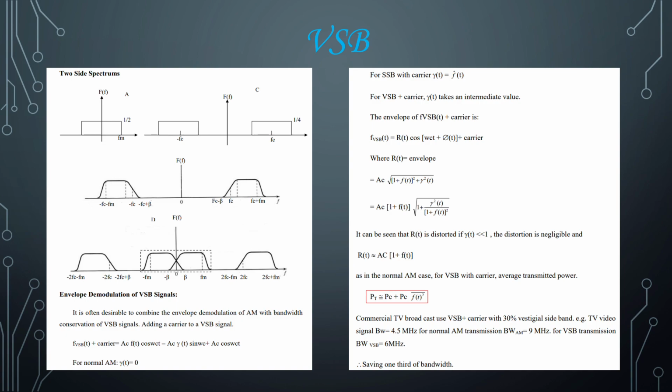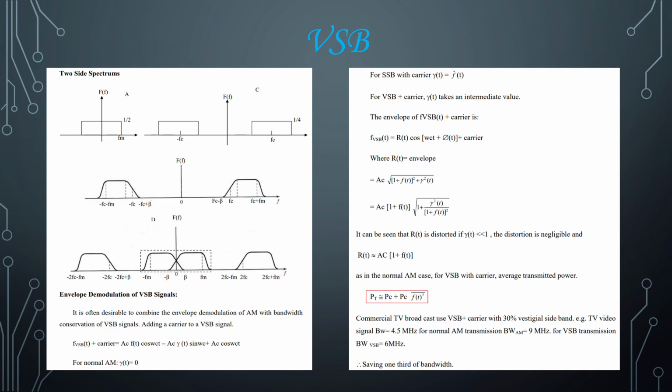And now we come to envelope demodulation of VSB signals. It is often desirable to combine the envelope demodulation of amplitude modulation with the bandwidth conservation of VSB signals. Adding a carrier to a VSB signal is given by f VSB of t plus carrier equals A_c f of t cos omega_c t minus A_c gamma of t sin omega_c t plus A_c cos omega_c t. For normal amplitude modulation, gamma of t equals 0. For SSB plus carrier, gamma of t equals f hat of t. For VSB plus carrier, gamma of t takes an intermediate value.